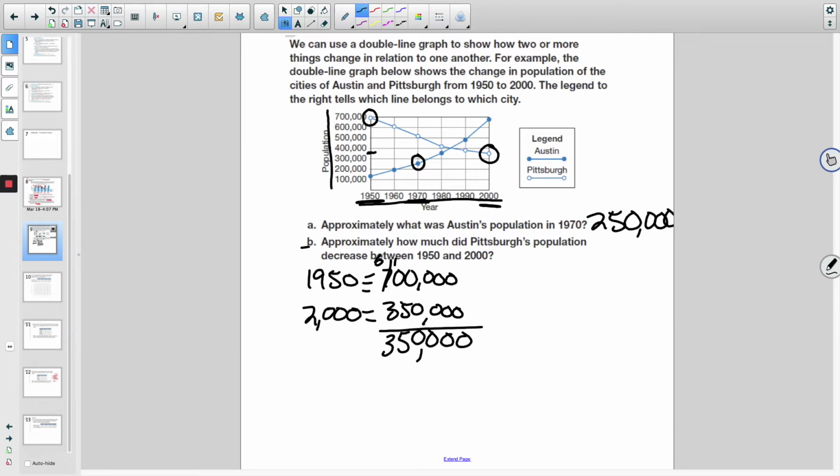The reason for that is, just like in social studies class that we've been learning about, there was Carnegie Steel, that was in Pittsburgh. So the earlier years would have more people. As time has gone on, Pittsburgh industries have changed, and so there aren't as many people.